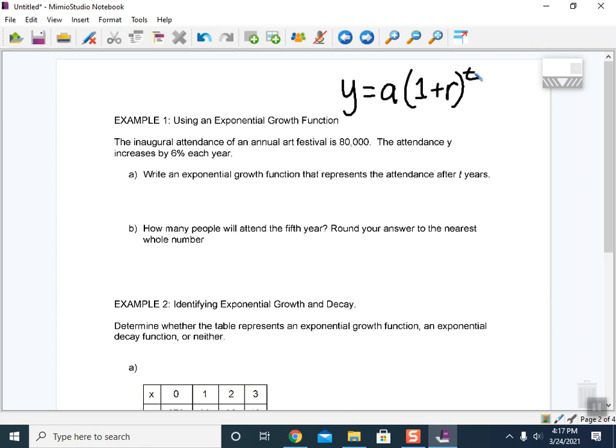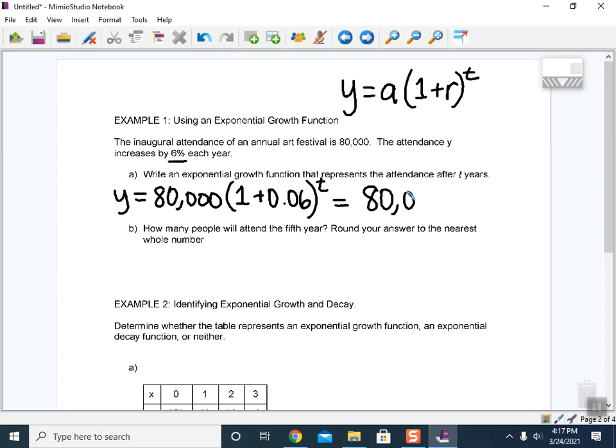So I'll have y equals, my initial amount was the 80,000 people, and then I have times 1 plus, my rate is 6%. 6% as a decimal is 0.06, raised to the t power. I can simplify what's happening in the parentheses. So what that means is that my equation is 80,000 times 1.06 raised to the t power. There is my function.